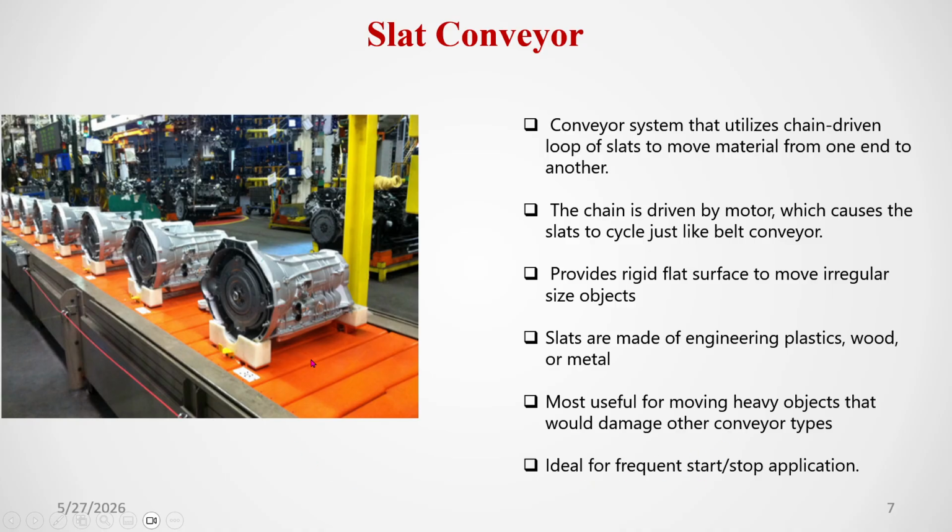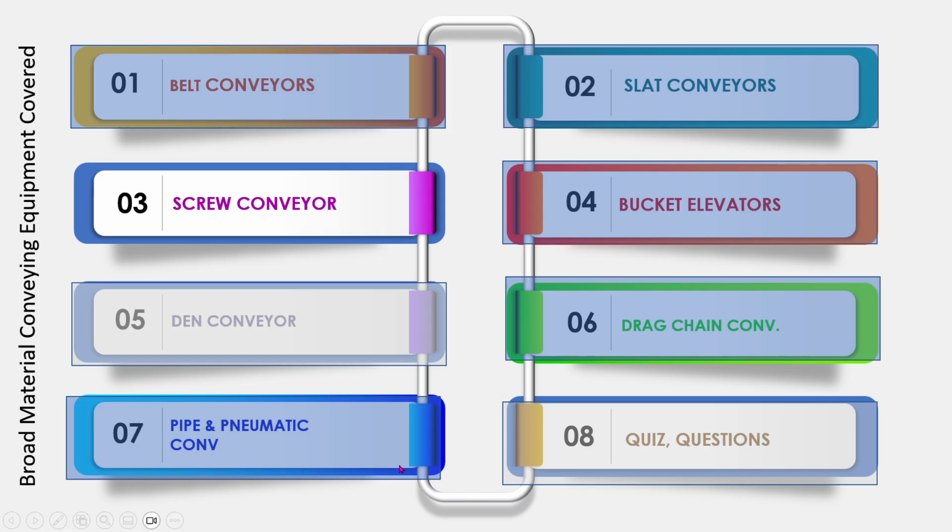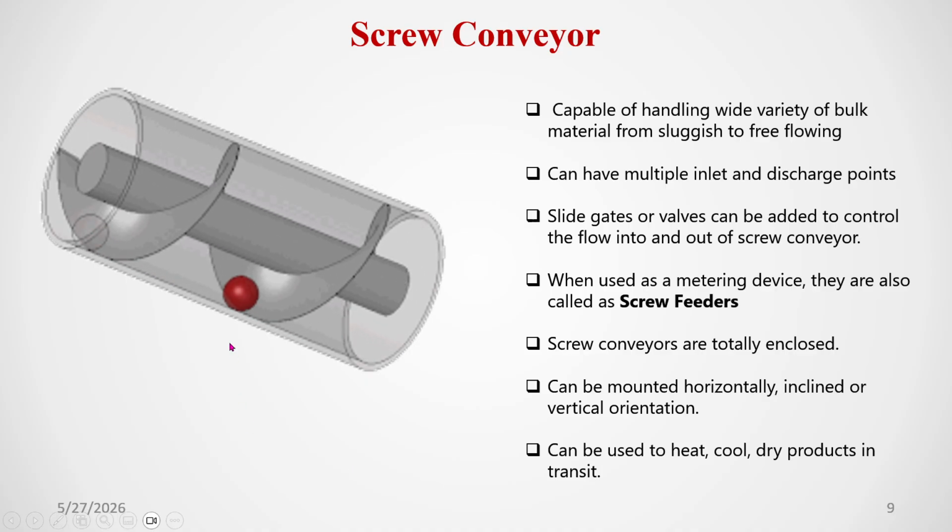And anywhere you can start and stop the conveyor. That is the advantage of the slat conveyor. And then next is your screw conveyor. Next, your screw conveyor. You see the material.